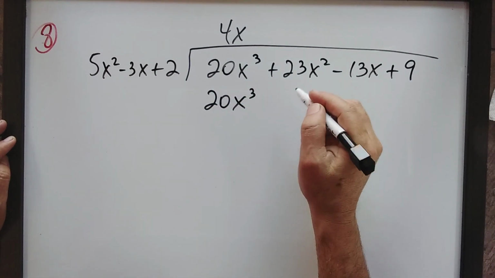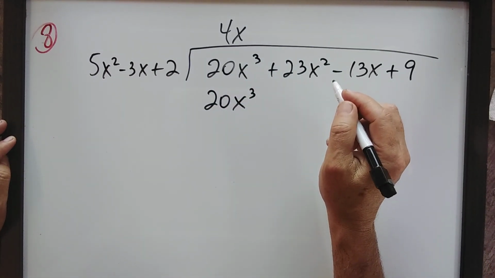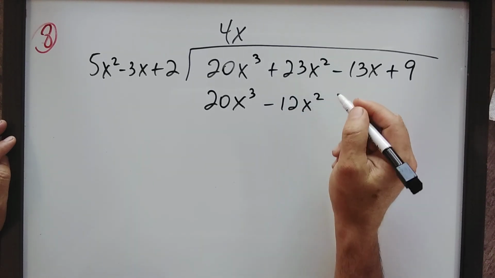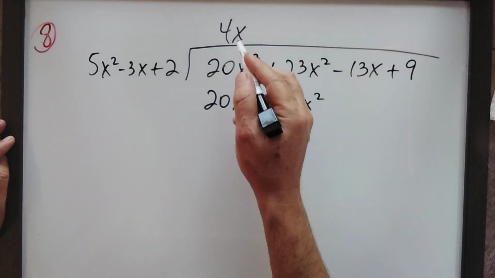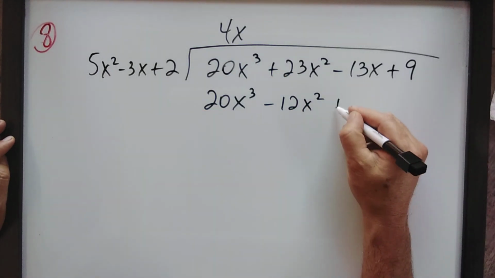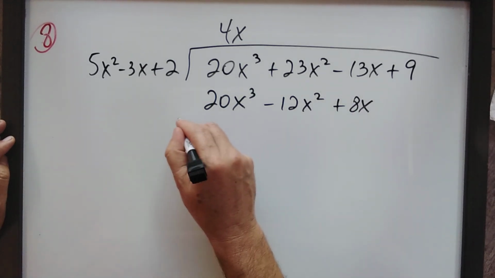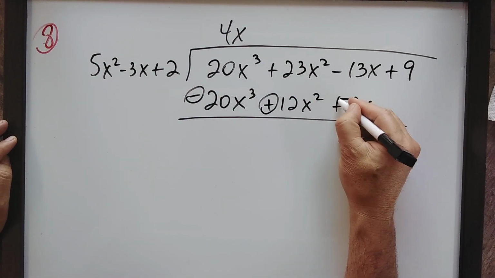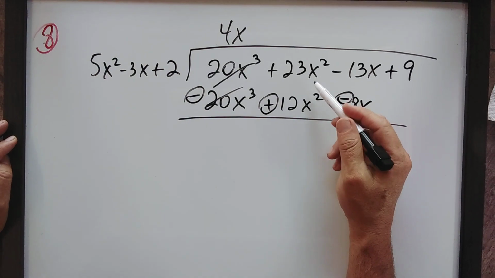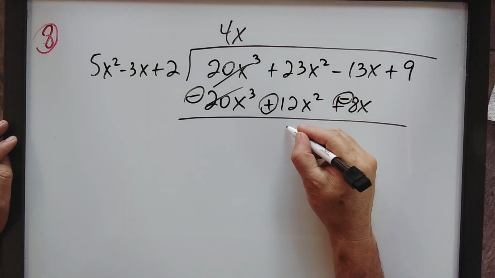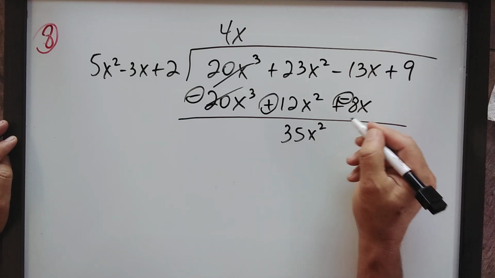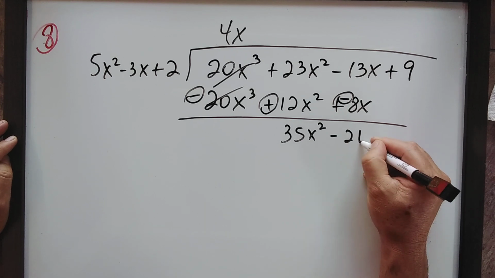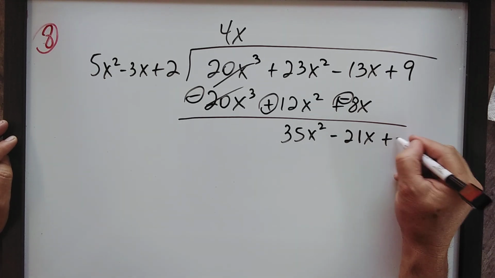4x times -3x is negative 12x squared. And then 4x times 2 is positive 8x. We subtract, that becomes negative, positive, and negative. That cancels out. 23 plus 12 is 35x squared. We add these two up to negatives. That's minus 21x. And then bring down the last term.